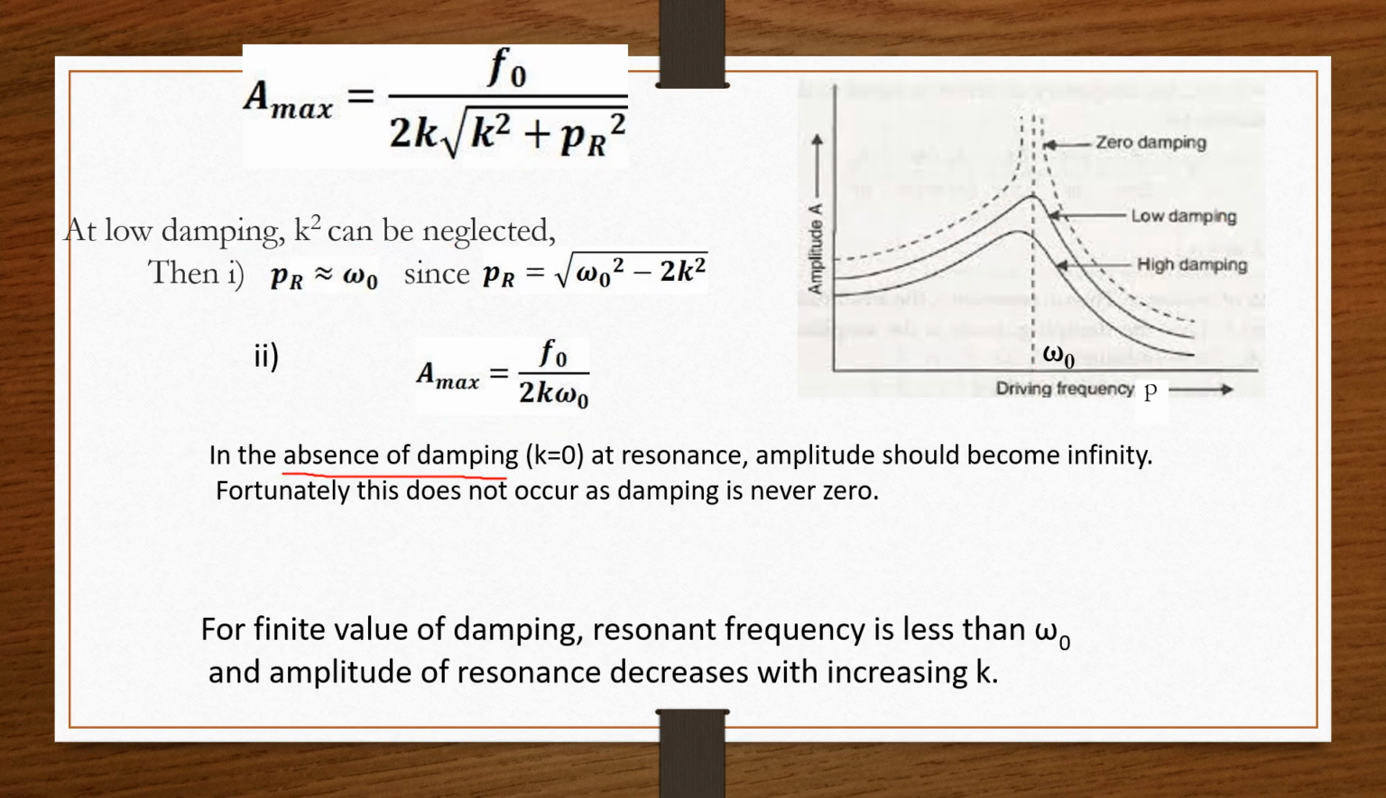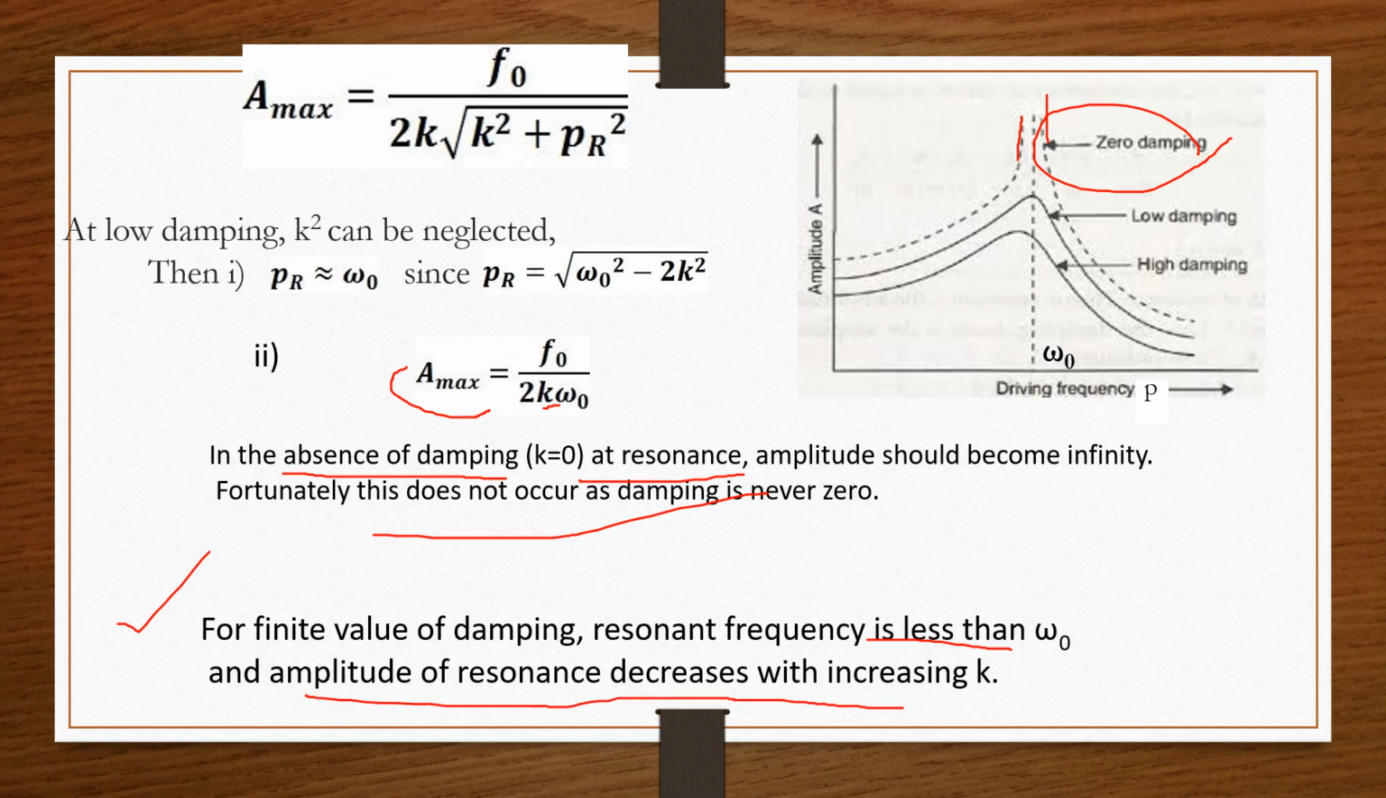In the absence of damping, that is, the zero damping case, when k is equal to 0, at resonance the amplitude, that is A max, becomes equal to infinity. That is, they have shown this using the dotted curves. But this case doesn't occur as damping is never 0. So for a finite value of damping, the resonant frequency will be less than omega 0, and the amplitude of resonance decreases with increasing k.